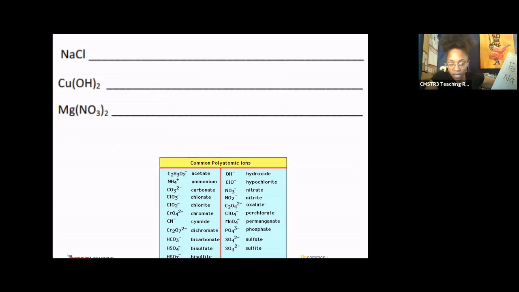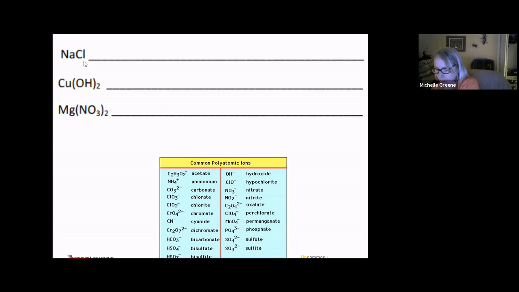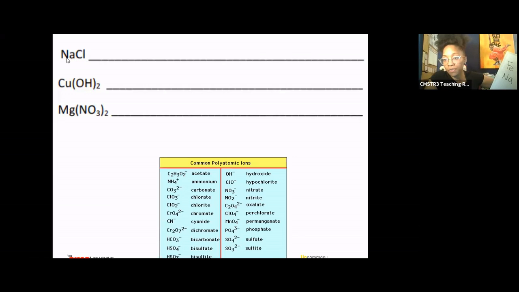So let me see. This is going the other way. So Na is a metal, chlorine is a non-metal. If it says formula and it wants to know the name, you're just going to write out the name of the metal. So Na is just sodium. And then you take the non-metal and you change the ending to -ide. So chlorine becomes chloride. NaCl is sodium chloride.